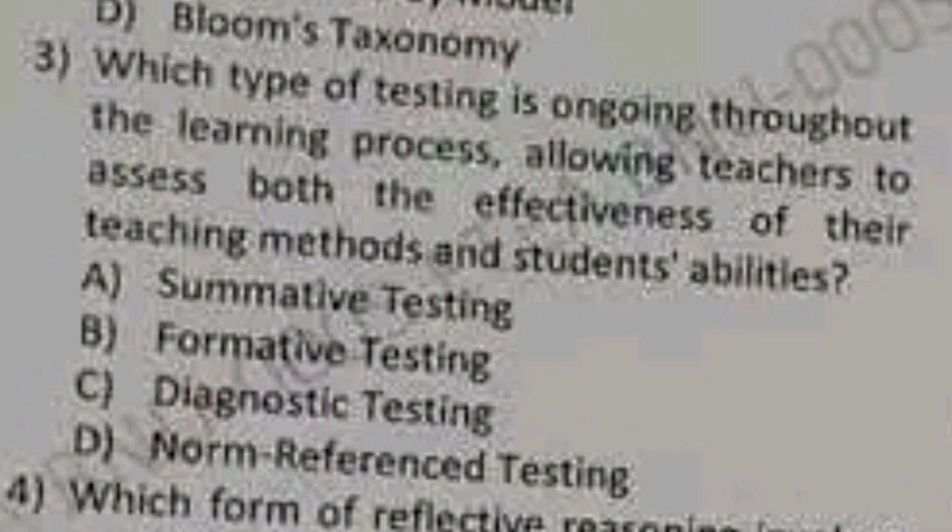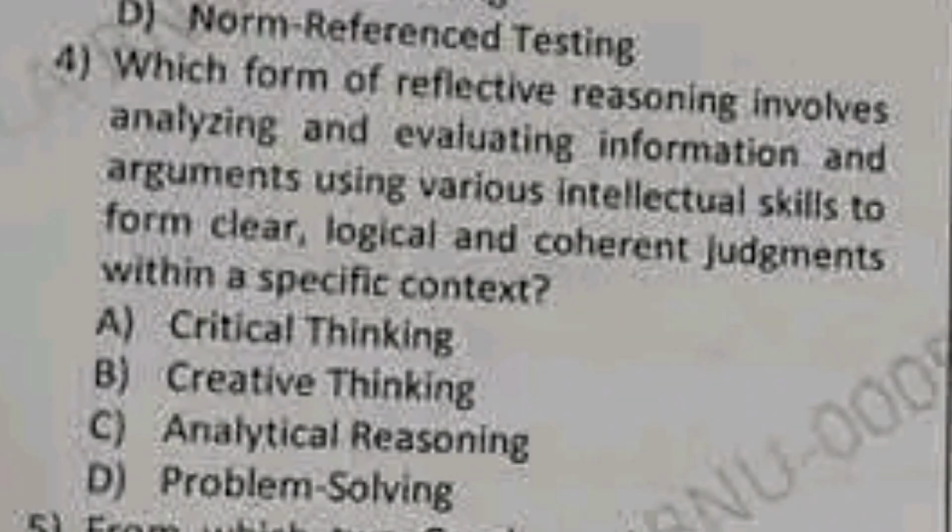Number 3. Which type of testing is ongoing throughout the learning process, allowing teachers to assess both the effectiveness of their teaching methods and students' abilities? And that is option B, formative testing. Number 4. Which form of reflective reasoning involves analyzing and evaluating information and arguments using various intellectual skills to form clear, logical, and coherent judgments within a specific context? And that is option A, critical thinking.